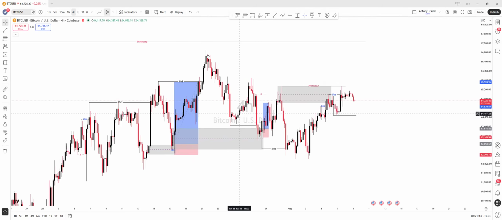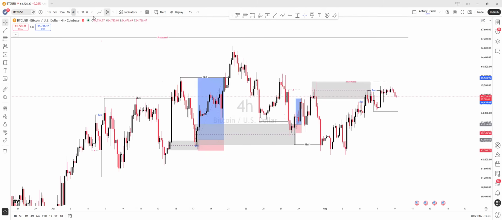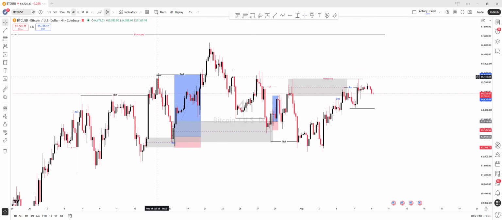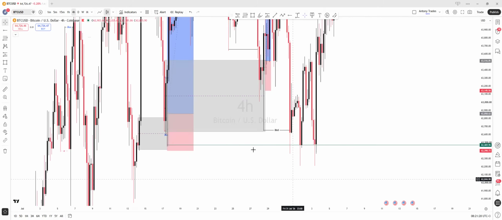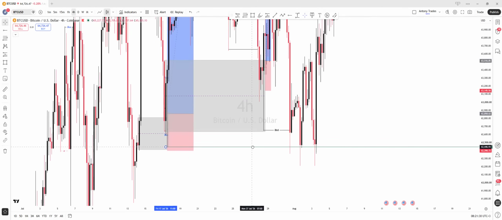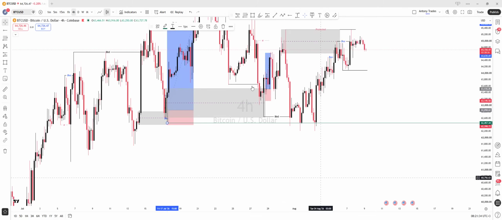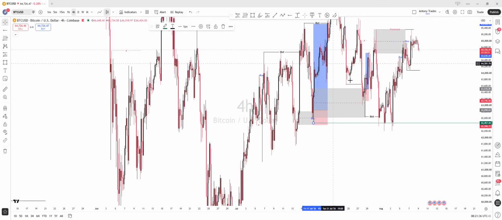All right, because if you look at this from an internal structure perspective, you can see that this is our last break of structure to the upside. If I put a line below here, we can see that we never closed below that area. This is just a sweep of liquidity. We never closed below that low, which means we don't have a change of character. So the internal is showing us a bullish trend.